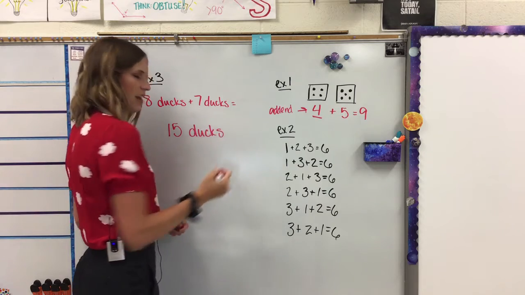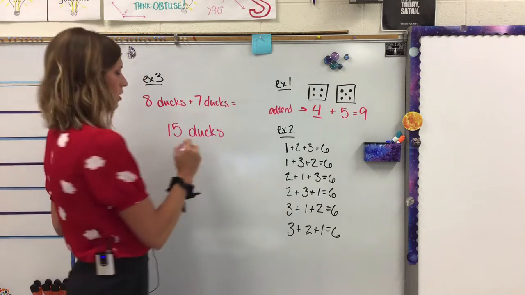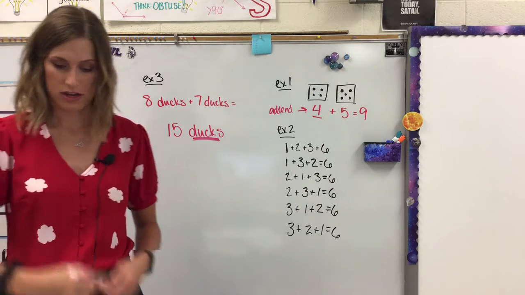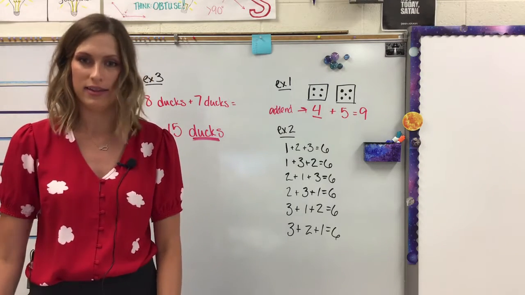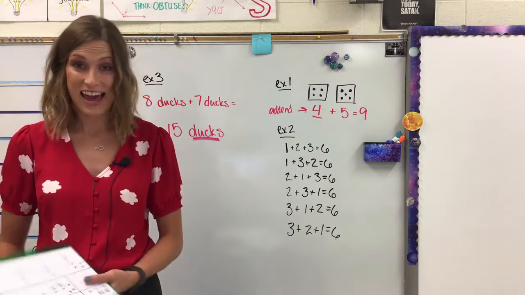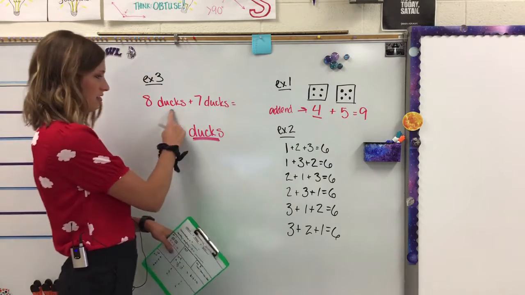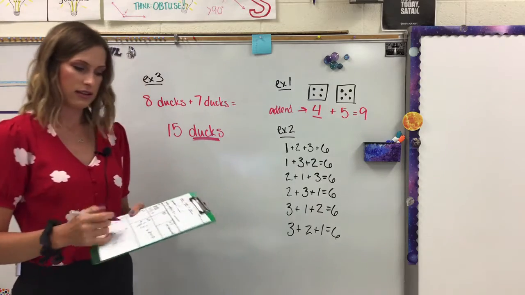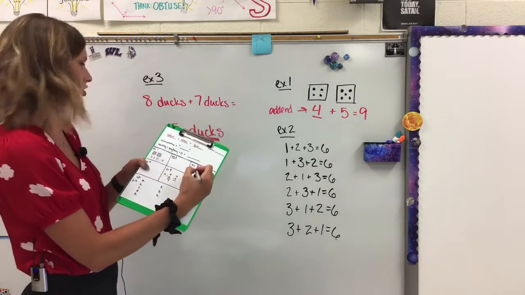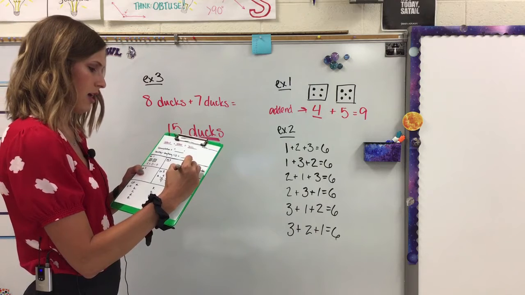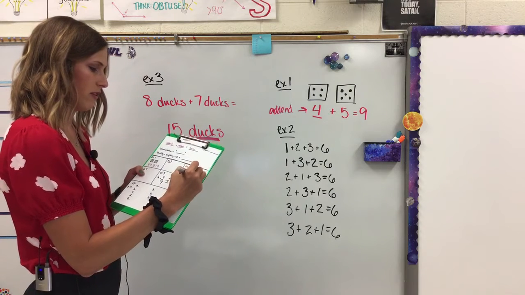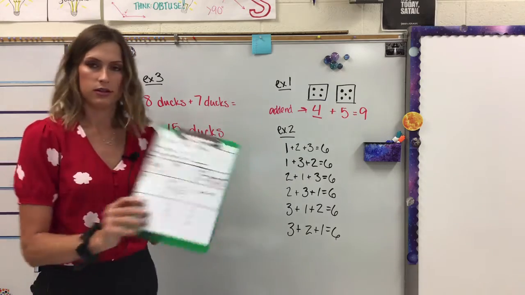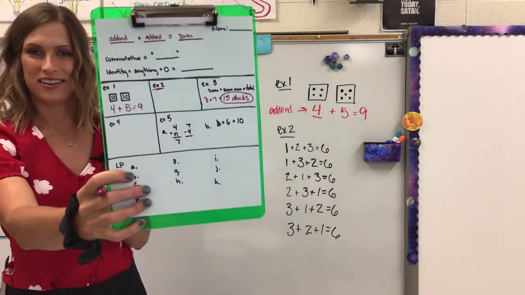ducks. Now, when we have word problems, we're going to want to write a label on there. So something you'll hear me say a lot is, do I need a label? Yes. Okay, we've got ducks here, so we need ducks in our answer. So we get 15 ducks. So on your sheet here, it should just have written that in. 8 plus 7 equals 15 ducks. So you get ducks in your answer there.